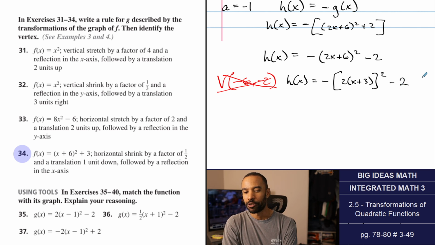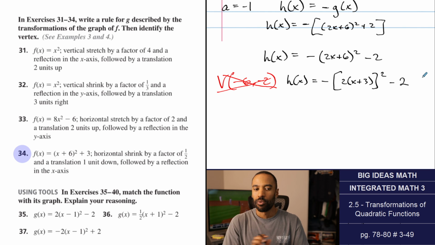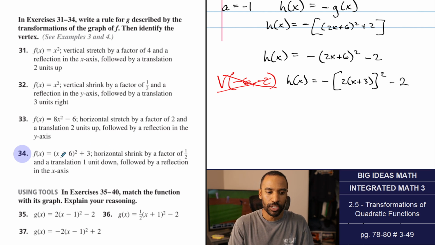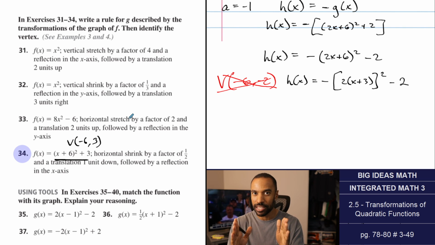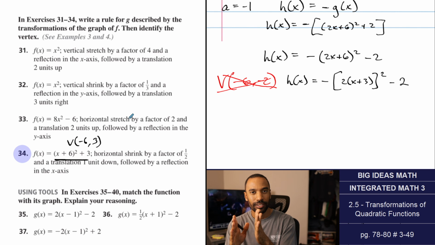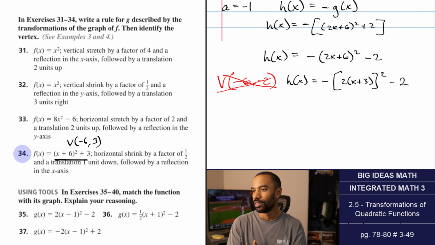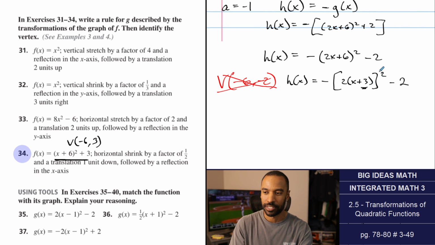Remember when this was a horizontal shrink? Remember the original graph? The original function was x plus 6 quantity squared plus 3. This vertex was at -6, 3. And never mind the fact that this thing flipped over and all this stuff. This thing was at -6. It horizontally shrunk by 1/2. This -6 has to get 1/2 shrunken smaller. You know what half of -6 is? -3. That is here. That's indicating to you what the vertex is.